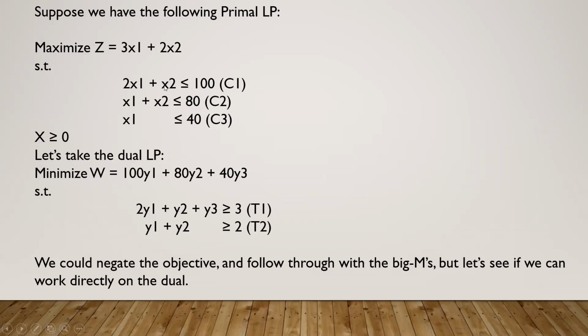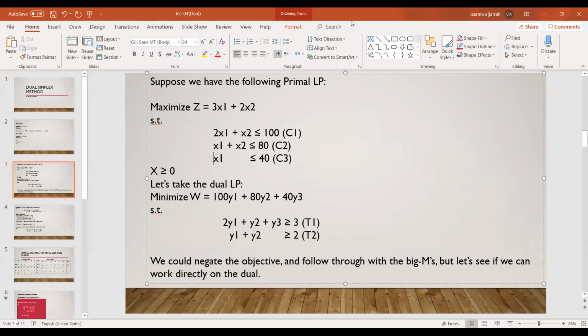Then we will do it for the second one. It will be y1 plus y2 plus 0y3. This is a maximization, more or equal to. So this is the second constraint. I will go to the whiteboard, and I will give you an exercise.